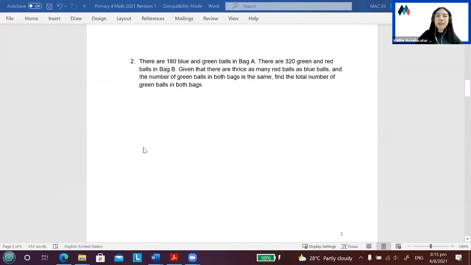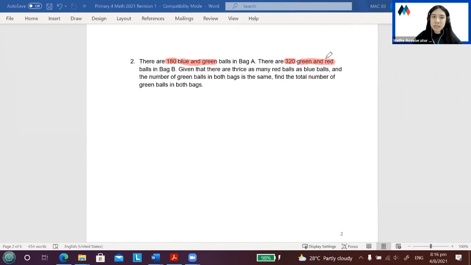Here, there are 180 blue and green balls in bag A. There are 320 green and red balls in bag B. So again, let's do our highlighting, right? First of all, our numbers. 180, 320. Next up, our identities. That is what the numbers belong to, right? Here it says 180 blue and green balls. So this is our first pair of identities. Next up is our second pair, green and red balls.